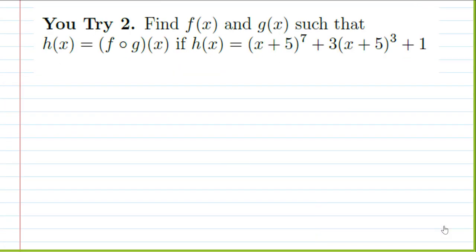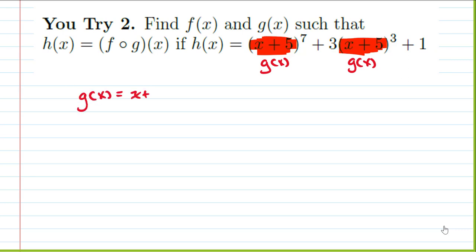All right, so to resolve this, we need to identify what's inside. So we notice that the x plus 5 appears inside in 2 different places. So that's going to be our candidate for g of x. So g of x is equal to x plus 5. Then replacing each of the g's with x gives me x to the 7th plus 3x plus 1. So then my f of x would be x to the 7th plus 3x cubed plus 1. And that would be my f which, when composed with g, would give me my function h.